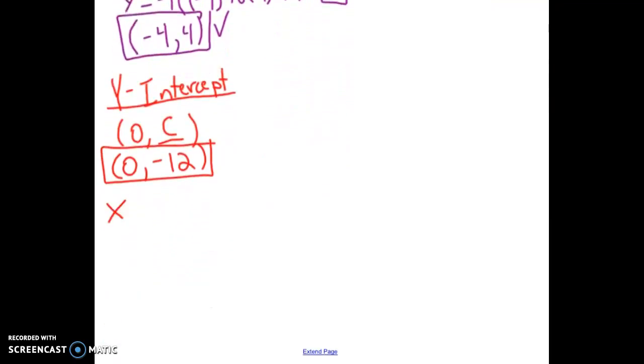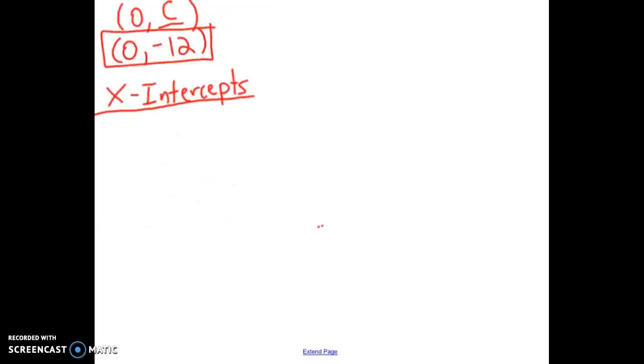I know this is long. You probably write a little bit smaller than I do, and I will give you enough room on your paper to write this out, though. X-intercepts. The way I'm going to teach it, remember from the notes in the introduction, is you need to factor the quadratic function. So I'm going to write factor.